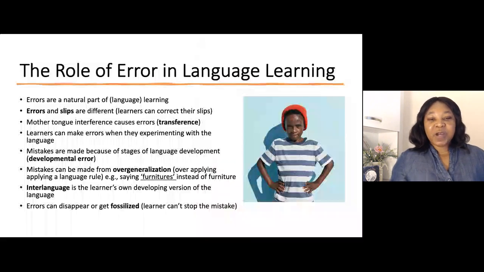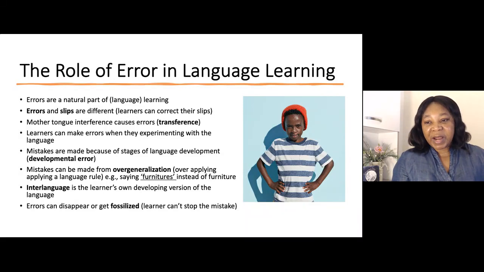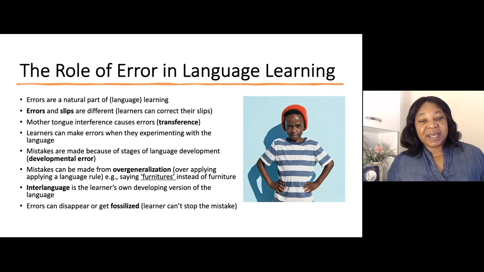So we can focus learners on form. Okay, so in a classroom, we tend to correct them, but we need to do it in a way that encourages them. Now, the role of error is quite important. Errors are a natural part of language learning. So when your students make mistakes, the heavens are not going to fall. It's natural to make a mistake. So we can have errors and we can have slips. Errors are mistakes that the learner cannot correct, while slips are mistakes they can correct. So we can say a slip of the tongue, for example.